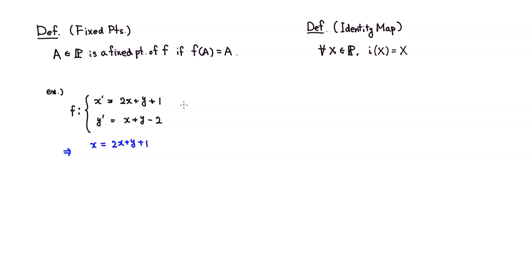Since we want to get f of (x, y) equaling (x, y), x prime is x and y prime is y. So we have these equations. y is equal to x plus y minus 2. So we just need to solve these equations. I like the second equation better.